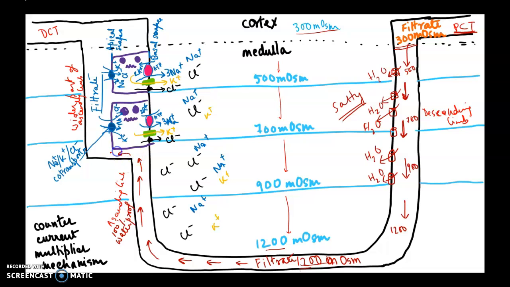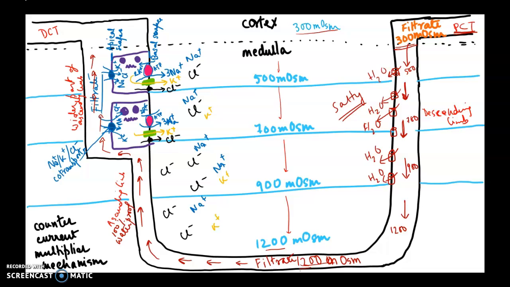But through this ascending limb, as the filtrate passes like this, there are these bad boys lining the ascending limb who will actively, meaning using energy, pump out salt into the interstitial space. Right? So as salt gets out of the filtrate into the interstitium, what is happening to the osmolarity of the filtrate? Think about this.